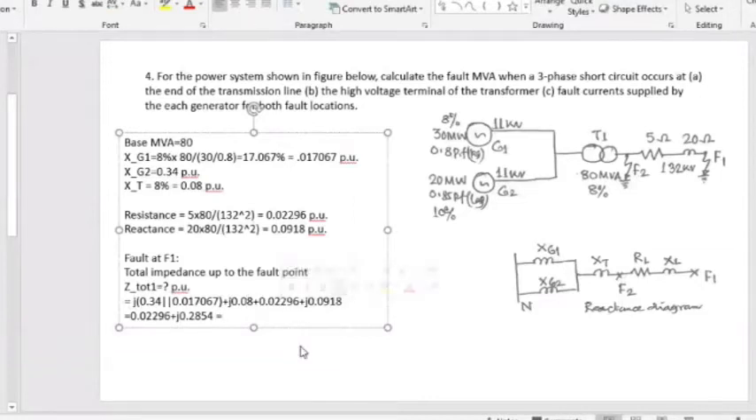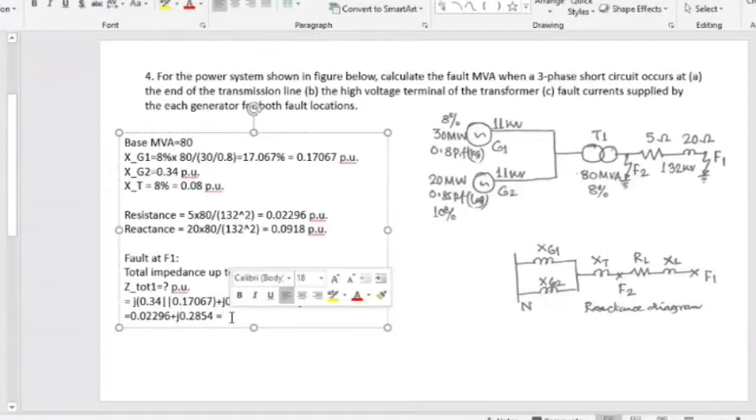Is it not 0.17067? Oh, yes, it's 17. Thank you very much. Sorry, 0.17067. Yes, that's correct now. Thank you, Saneli Sue. Now, are you getting the answer like I have written on the screen, 0.02296 and 0.2854, something similar to that?